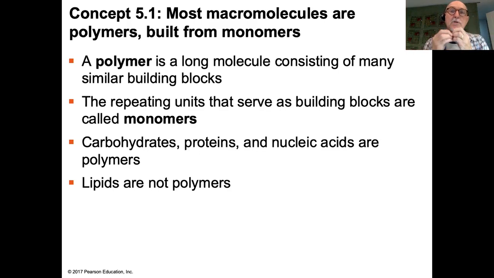For carbohydrates, the units which are joined together are simple sugars, monosaccharides. The monomers of proteins are amino acids. Amino acids joined together will end up forming a molecule which will ultimately form a protein. Nucleic acids are formed from monomers called nucleotides. And DNA, for example, is an enormously long molecule, and it's composed of a series of nucleotides all joined together. Again, lipids are not polymers. They are macromolecules, but not polymers.